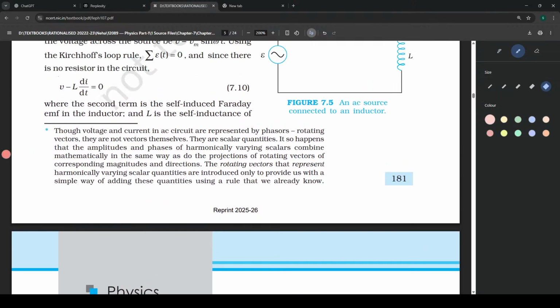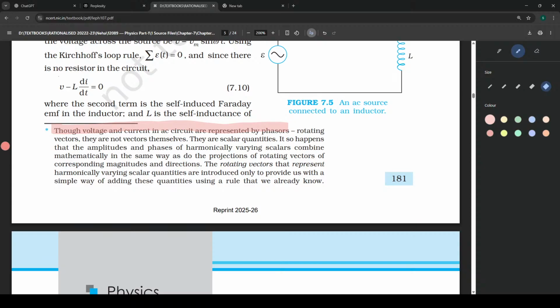Though voltage and current in AC circuit are represented by phasors, I'm reading here, rotating vectors, they are not vectors themselves, they are scalar quantities. It so happens that the amplitudes and phases of harmonically varying scalars combine mathematically in the same way as do the projections of rotating vectors of corresponding magnitudes and direction. The rotating vectors that represent the harmonically varying scalar quantities are introduced only to provide us with a simple way of adding these quantities using a rule that we already know.